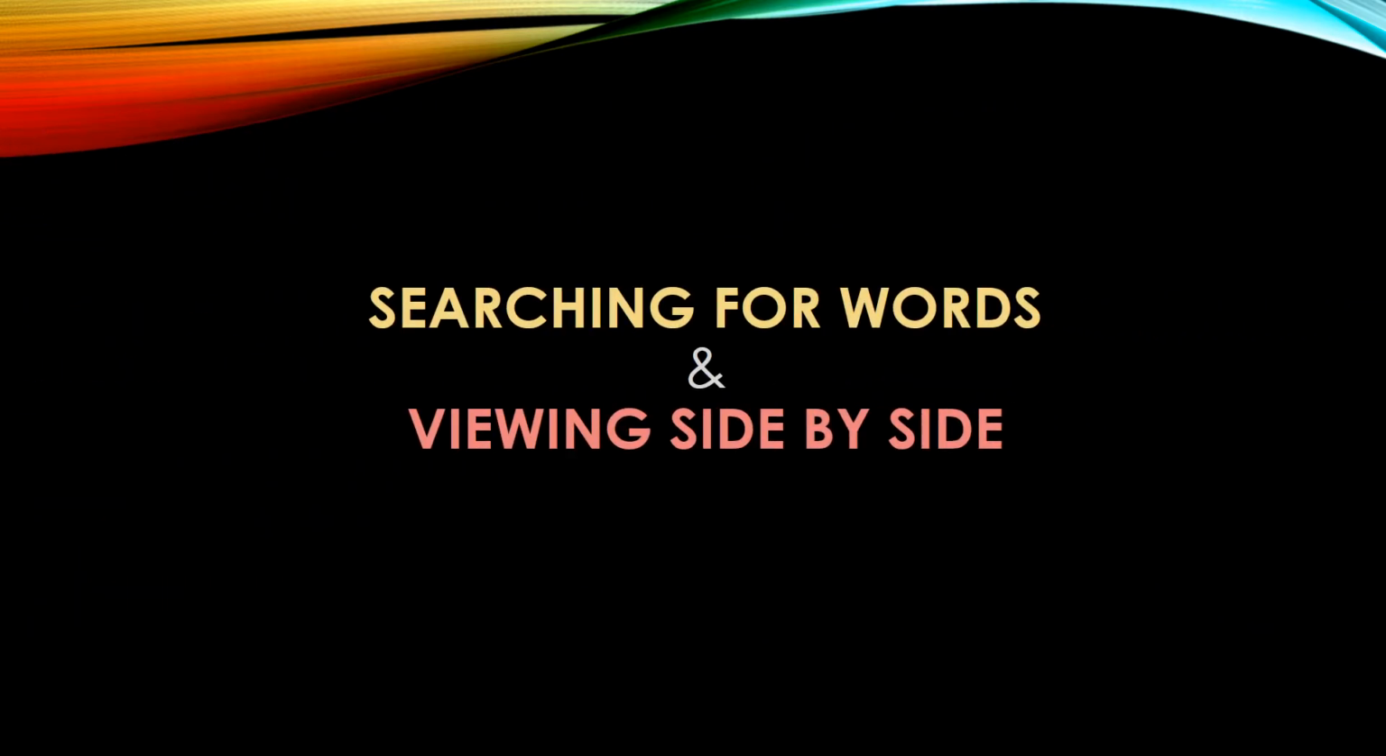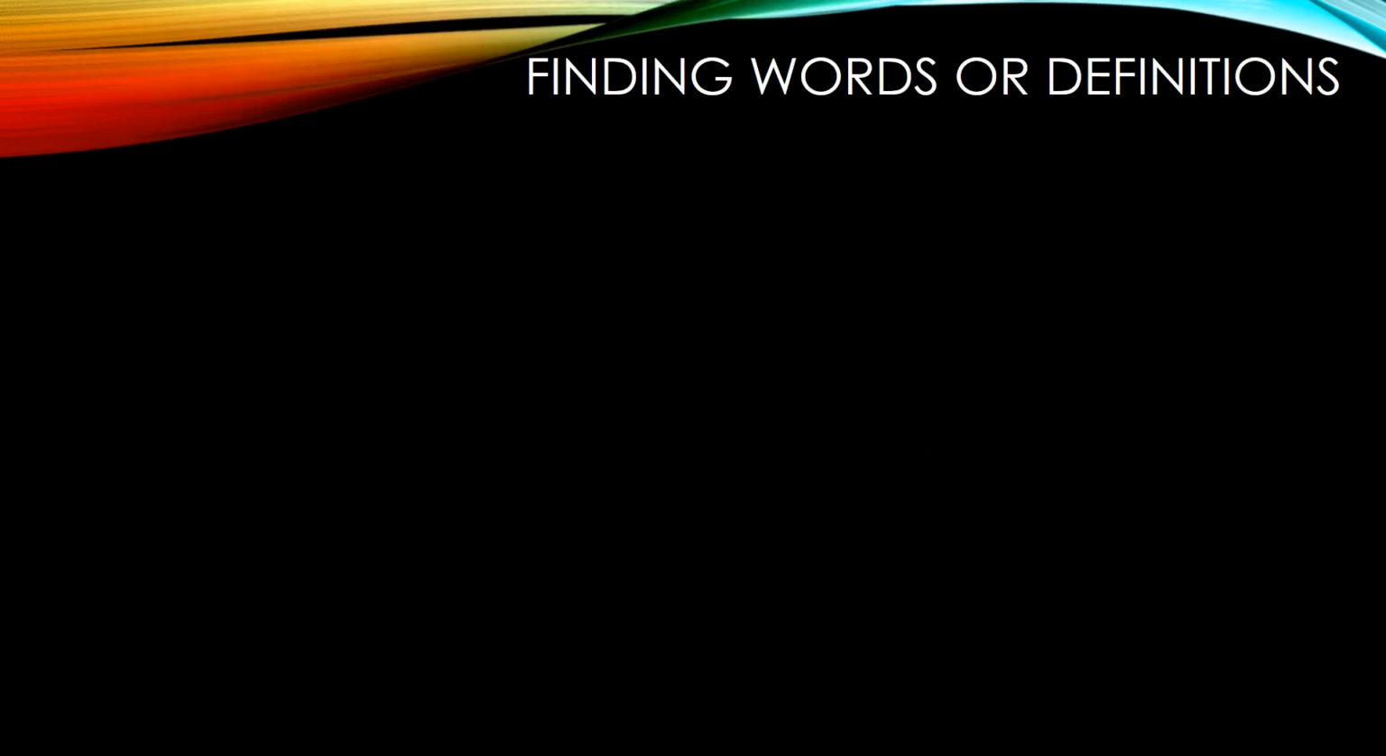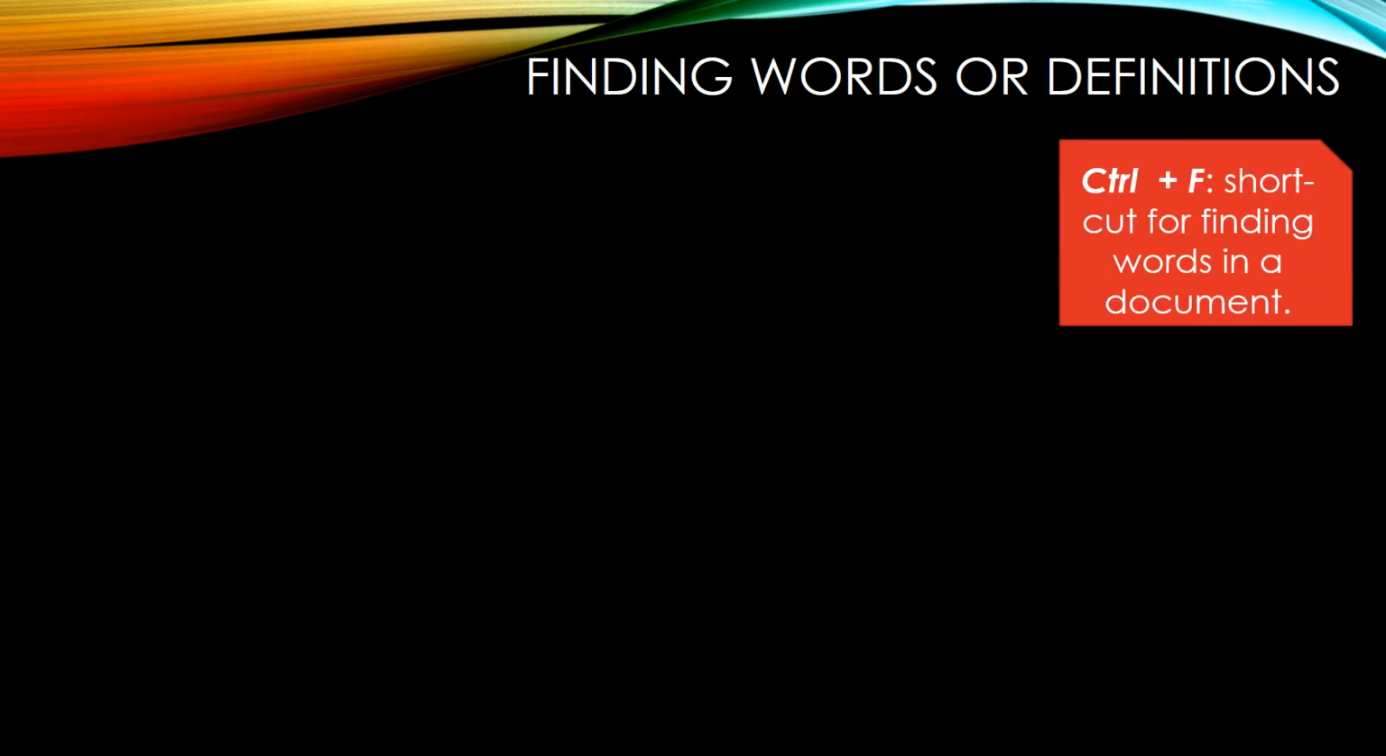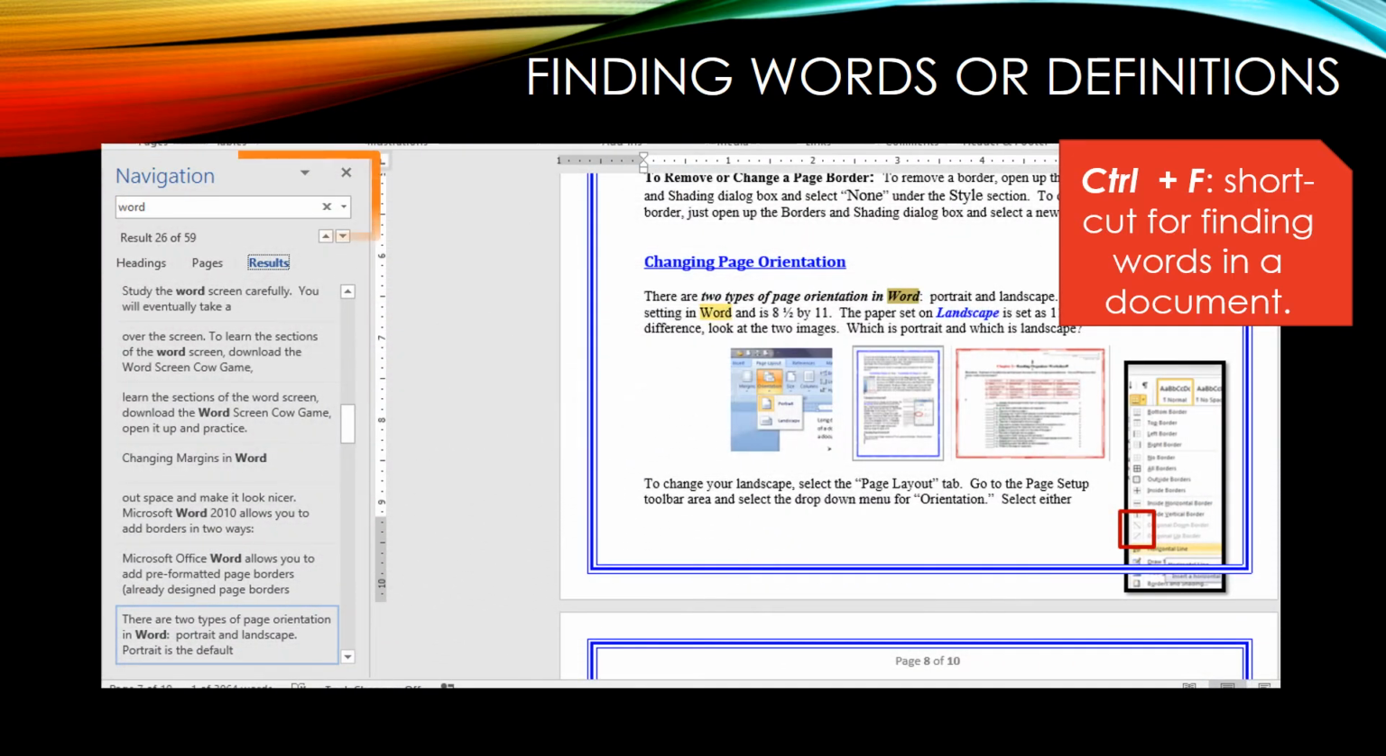Searching for words and viewing side by side. Finding words or definitions in a document. Control+F is the shortcut for finding words in a document. When I hit Control+F, on the left side the navigation bar will open so that I can search for words. If I type in the word I want to search for and hit enter, I will get the results. The results will show all of that keyword in the document.